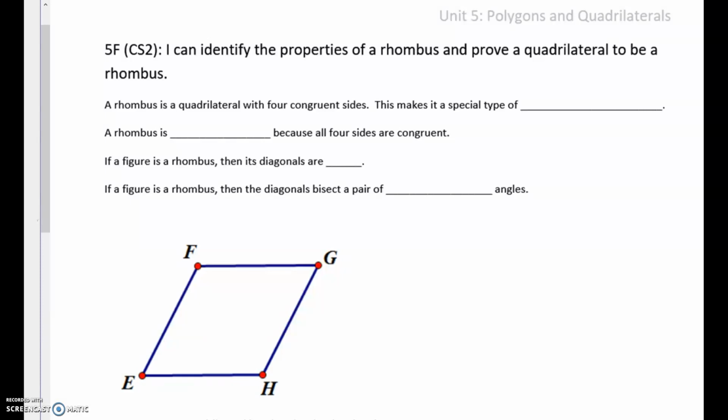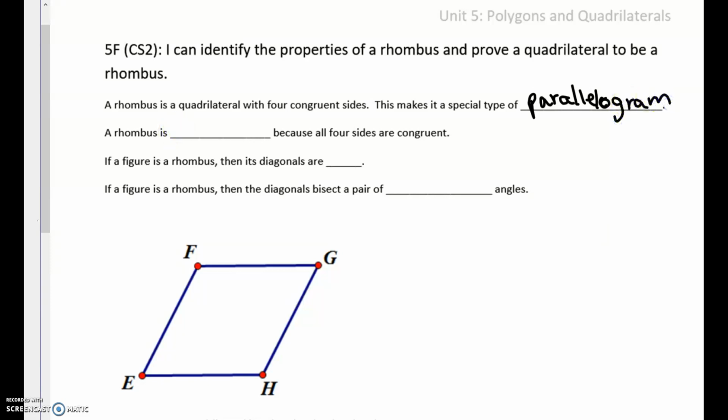I can identify the properties of a rhombus and prove a quadrilateral to be a rhombus. A rhombus is in fact a parallelogram, a quadrilateral with four congruent sides, which makes a rhombus a special type of parallelogram.